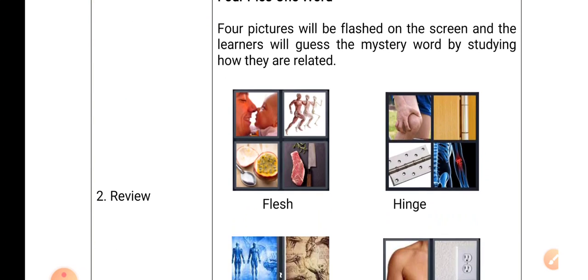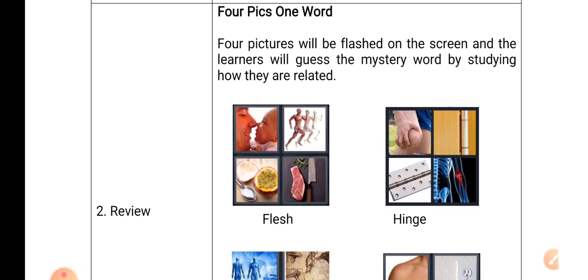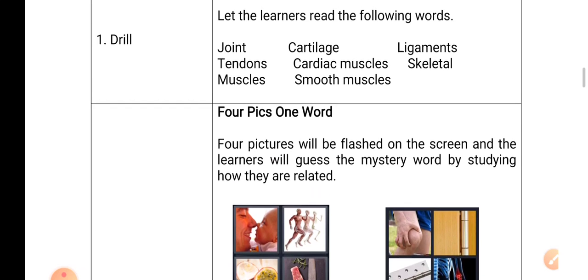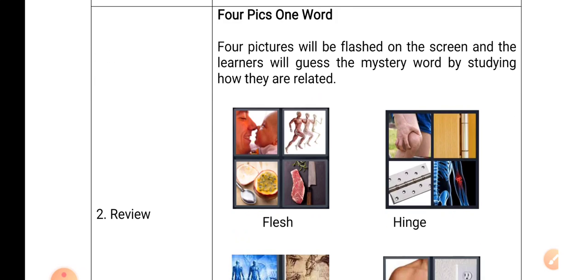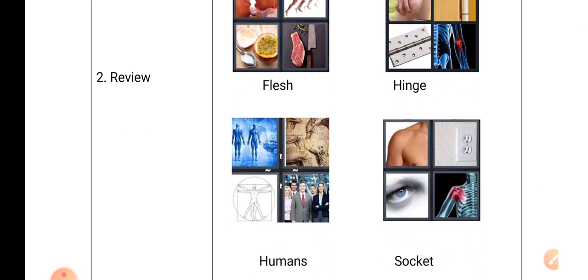So, of course, after the drill, you will now have your review. As you could see, there is a title, 4 pics, 1 word. So, don't forget to write it. Some sort of, what was the activity that you did there. You need to write the title and it should be bold. So, we have some sort of instruction here: 4 pictures will be flashed on the screen and the learners will guess. So, this is our review.